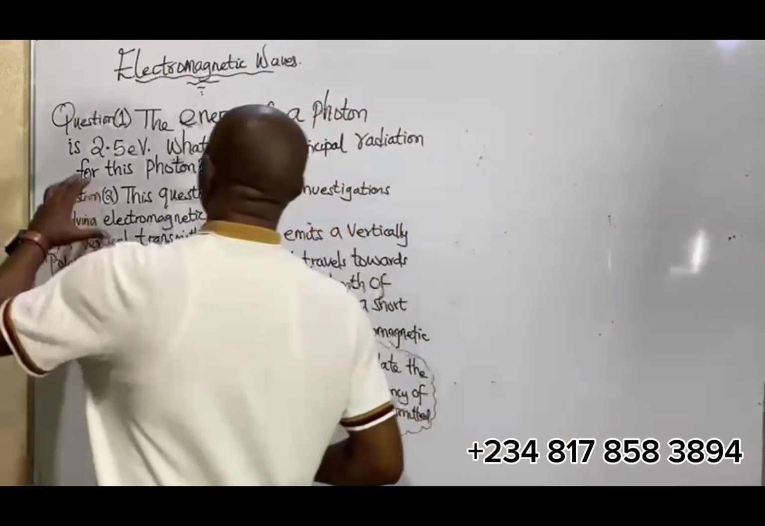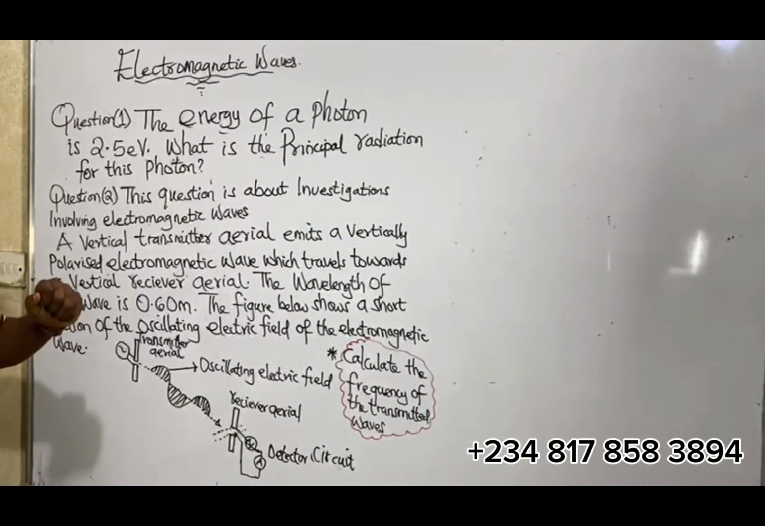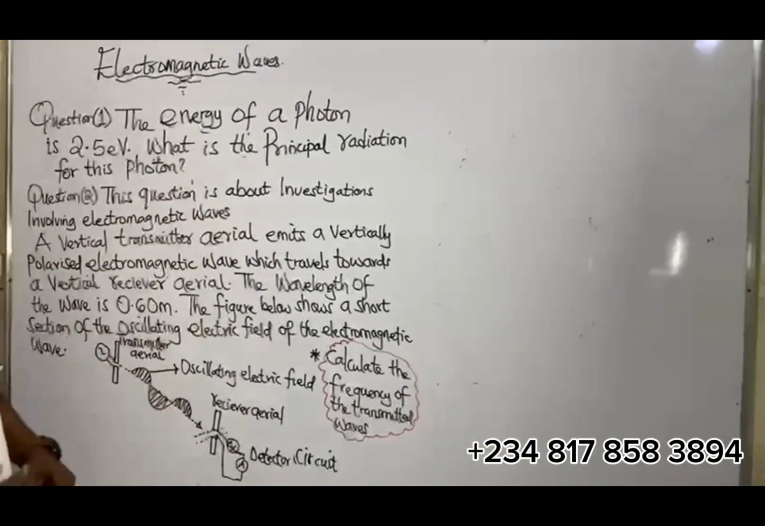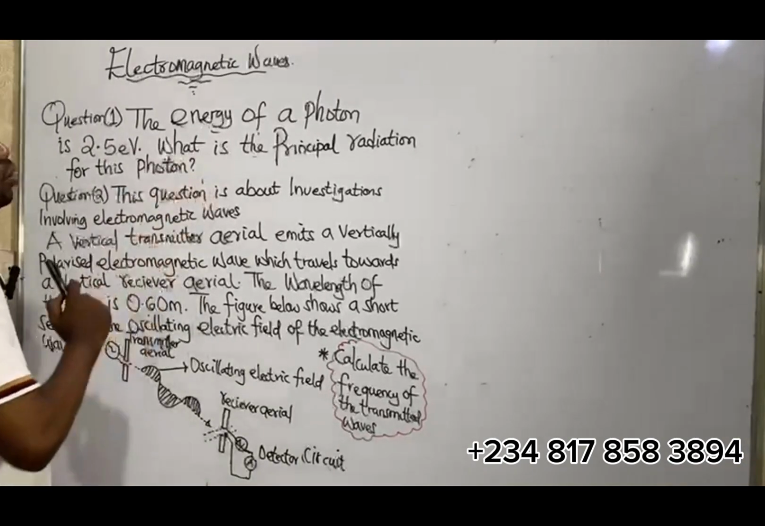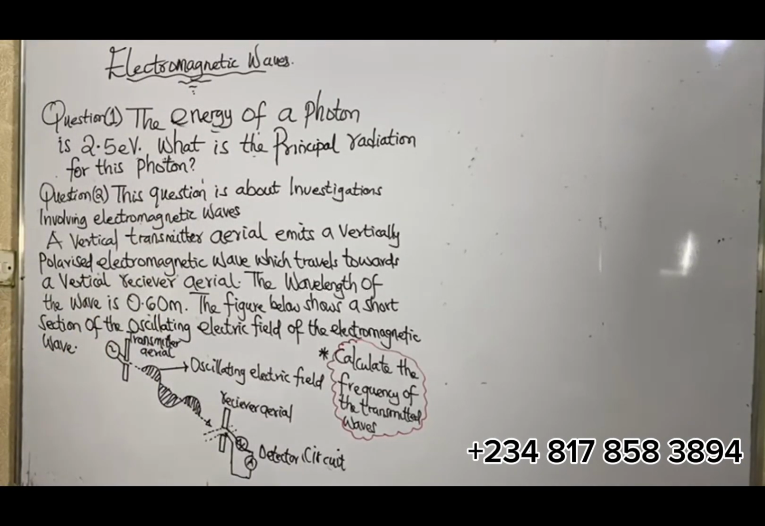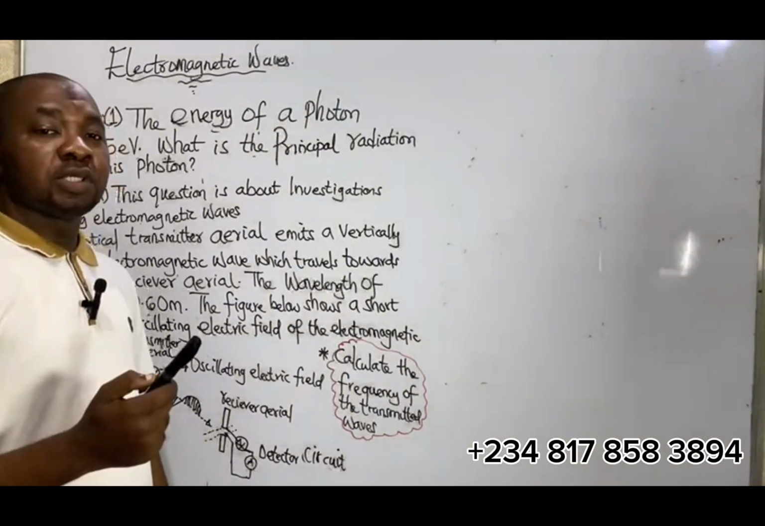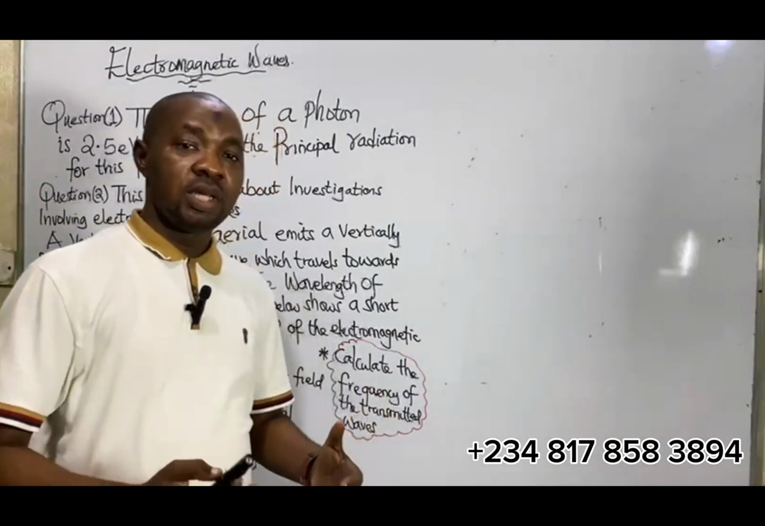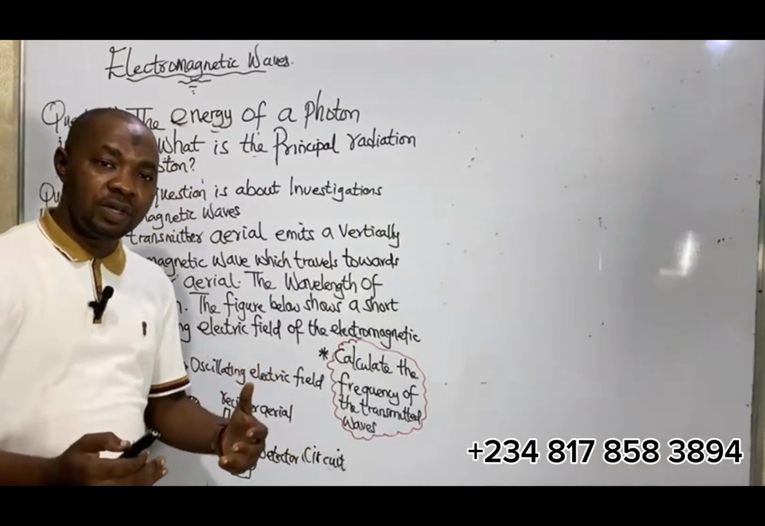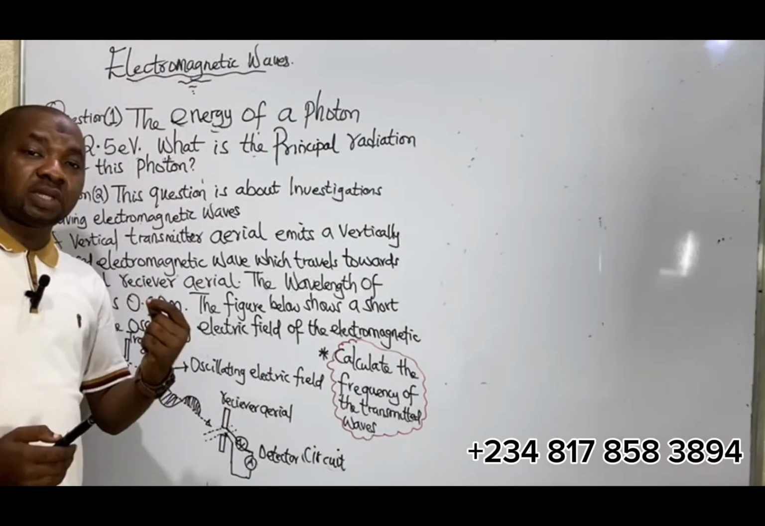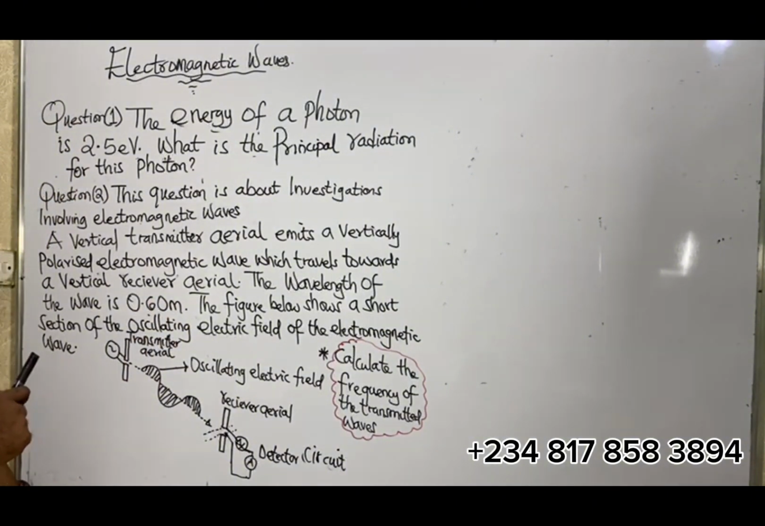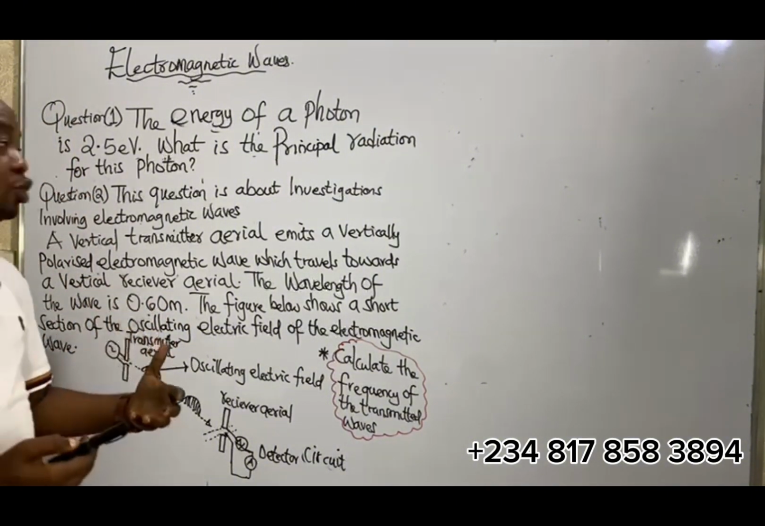In this tutorial I'm going to provide solutions to these electromagnetic wave problems. The first one is about photon radiation. We have that the energy of a photon is 2.5 electron volts. An electron volt is the amount of work done in moving an electric charge of one coulomb through a potential rise of 1 volt, which means energy can also be measured in electron volts.